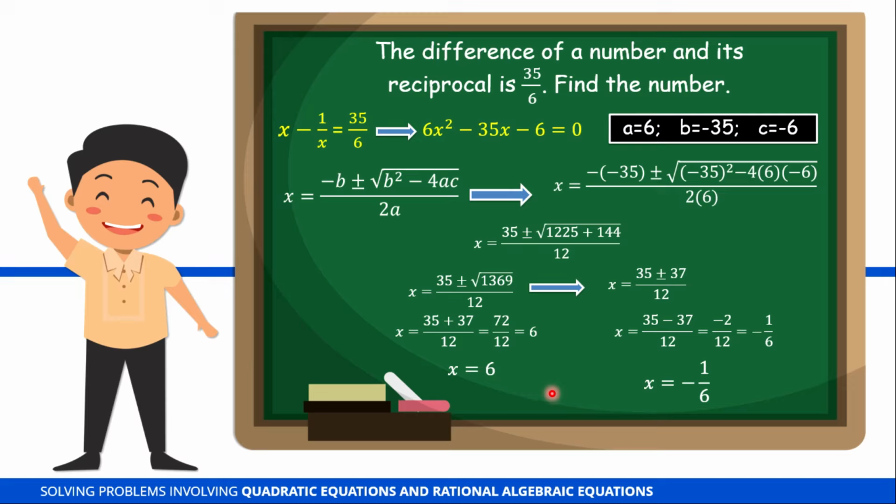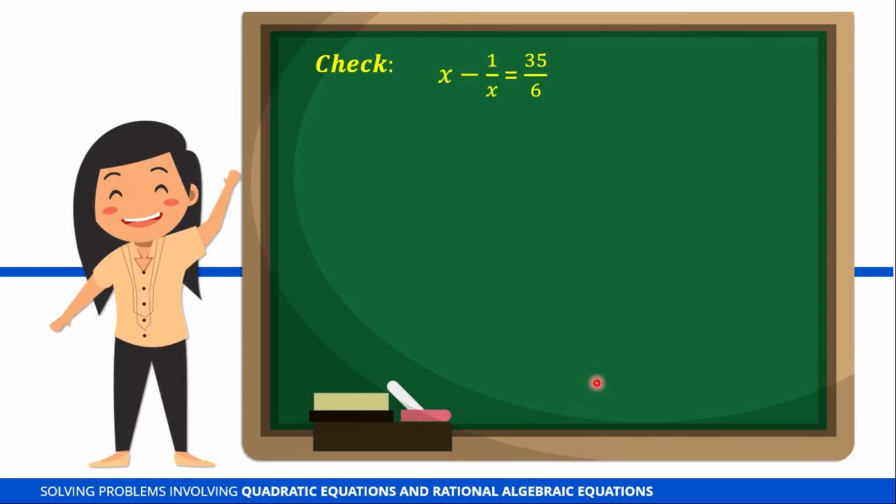I-check natin kung ang hinahanap natin na number ay 6 or negative 1 over 6. Gamit yung ating equation na nagawa kanina, ipalit muna natin yung 6 dito sa ating mga variable na x. So that will become 6 minus 1 over 6 is equal to 35 over 6. Kung makikita natin dito, ang ating number ay 6 at ang kanyang reciprocal ay 1 over 6. Simplify natin. Kunin muna natin ang denominator. Ang denominator ng 6 dito ay 1. So 1 times 6, that's 6.